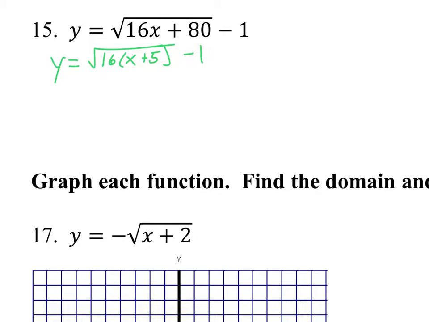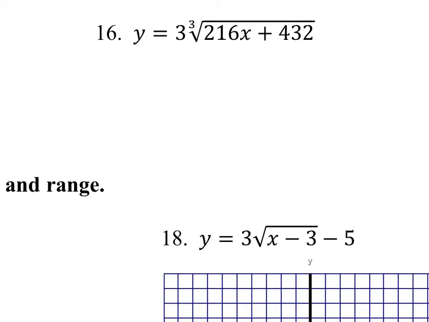We take the 16 out of there. 16 times 5 is 80. And the reason we do that is because then we can square root the 16, because we can square root this if this is a product. We can square root either one of those. Of course, this doesn't square root nicely, so we don't do that. But the square root of 16 is 4. So we get 4 times the square root of x plus 5, minus 1. Now that's going to be easy to graph using transformations. We can see a is 4, h is -5, and k is -1, so we can graph that with our transformations. 16, same sort of thing.